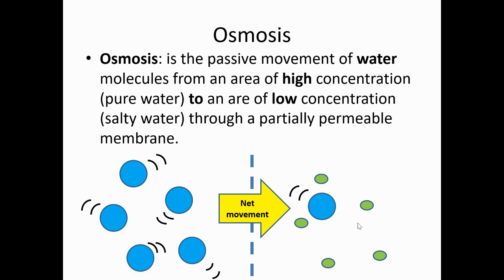Cells can actually change the concentration of their root hair cells, which will speed up this net movement of osmosis. They can remove the water from the cell, or maybe even increase the amount of green particles to change the concentration gradient.